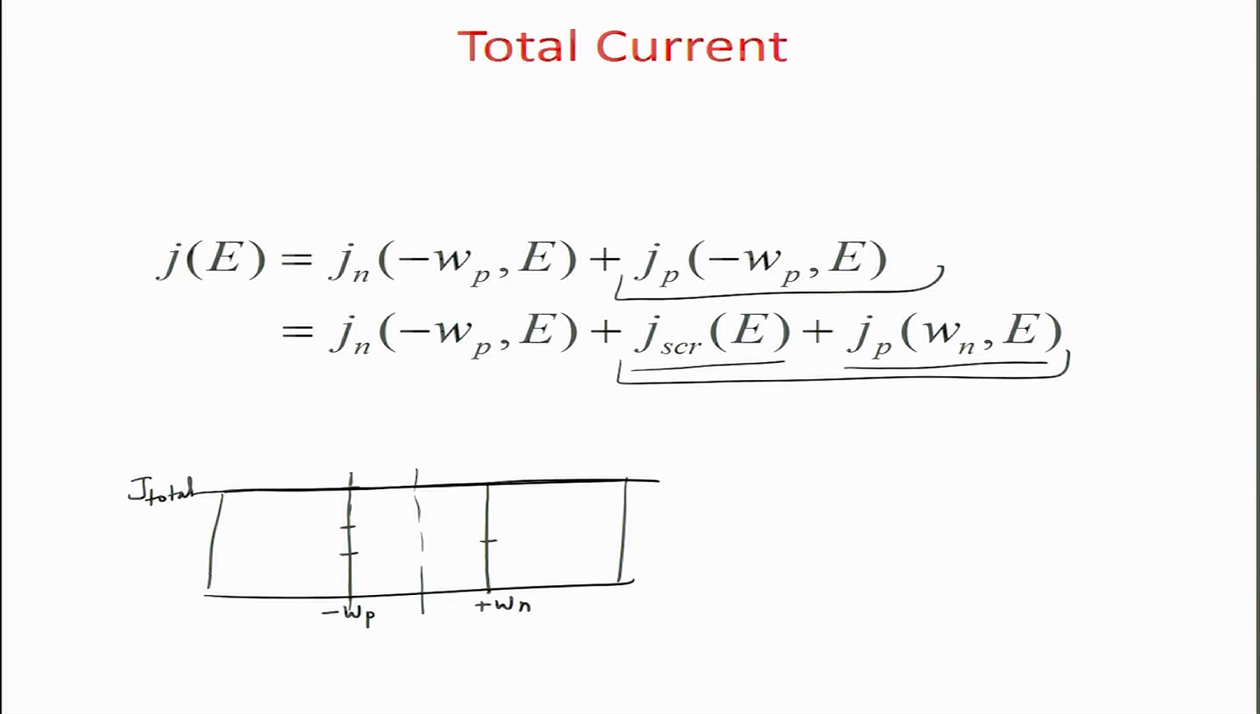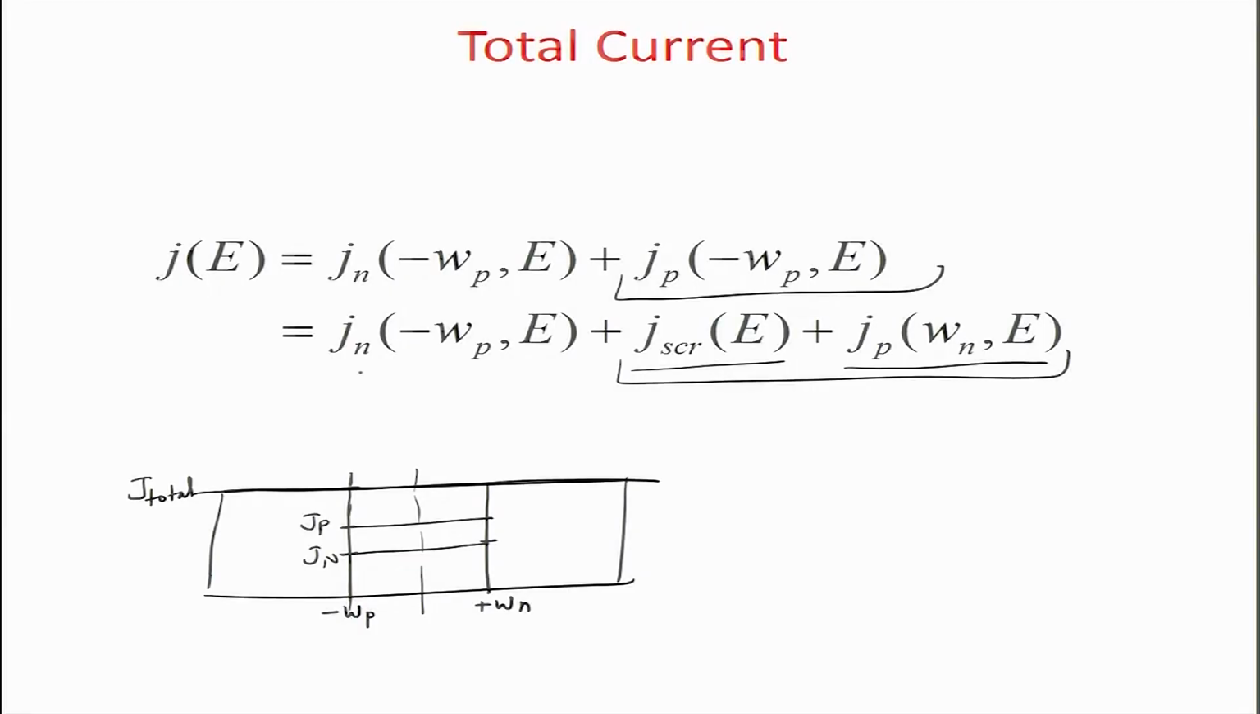This is fine in case of normal dark condition, because in this condition these two currents remain constant within the depletion region. So if this is Jn, if this is Jp, they remain constant. However, after illumination it does not remain. After illumination they do not remain the same.